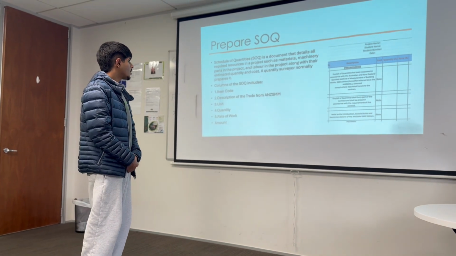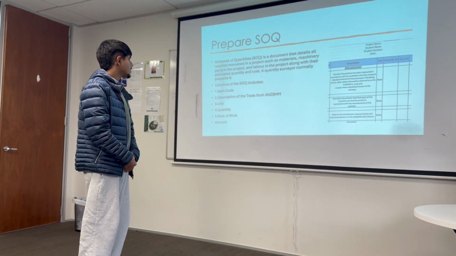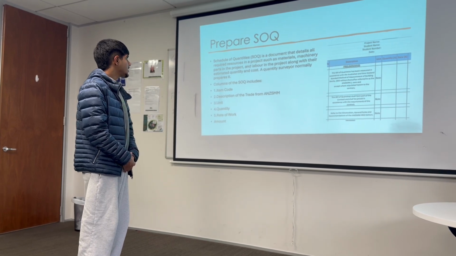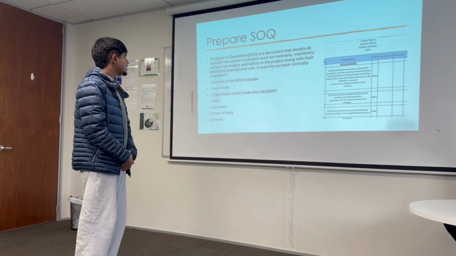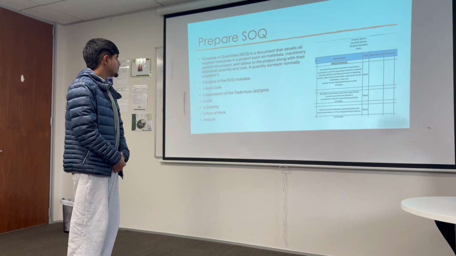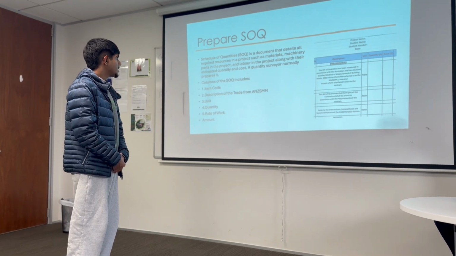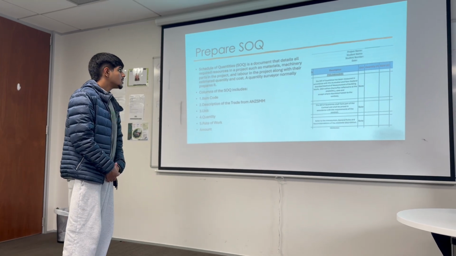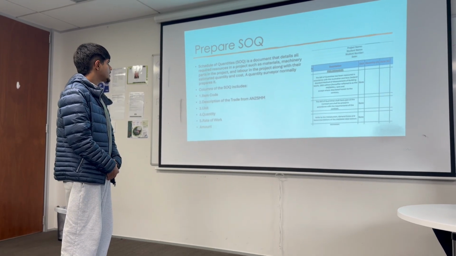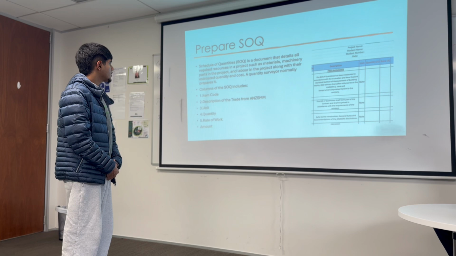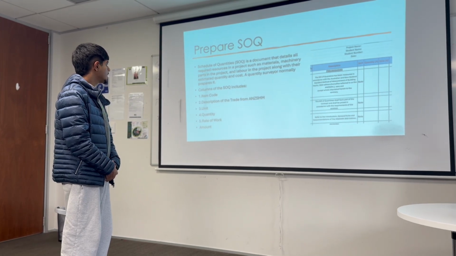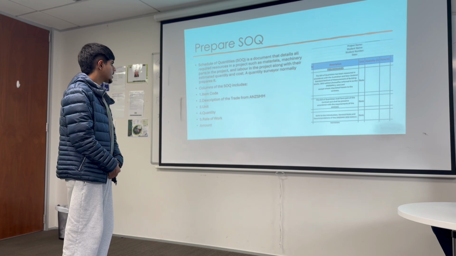Now I will tell about how to prepare the SOQ. So for that you have to schedule the SOQ, schedule of quantities. It's a document that details all the required resources in a project, such as material, machinery, parts in the project, and labor in the project, along with their estimated quantity and cost. A quantity surveyor normally prepares it. So the columns of the SOQ include item code, description of the trade from ANZSM, unit, quantity, rate of work, and amount.